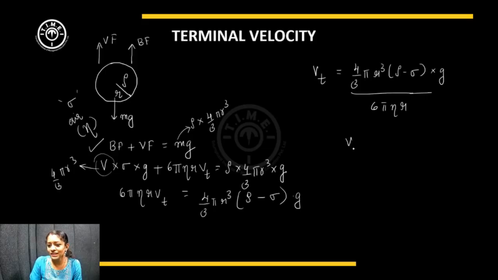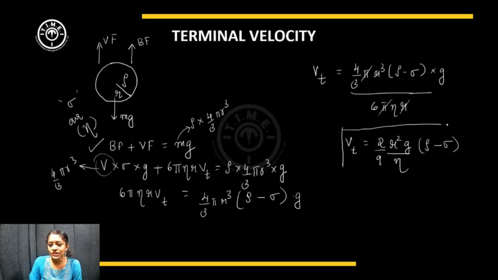So on solving this, you will get the final expression for terminal velocity as 2 by 9 r square g divided by eta into rho minus sigma, isn't it? So this is the equation of terminal velocity. You should learn this equation by heart for solving the problems related to terminal velocity.